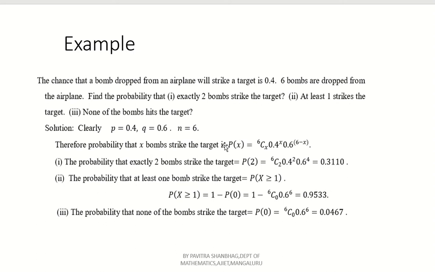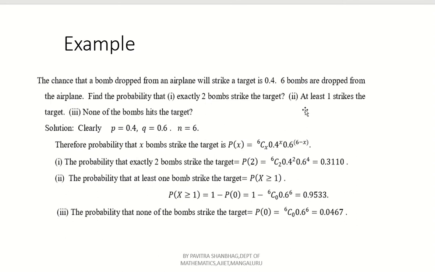Here you have to discuss case by case. First case, what is given? Exactly 2 bombs strike the target. Exactly 2 bombs means x equal to 2. Put p of x equal to 2. That is, x represents what here? Bomb hits the target or bomb strikes the target. So what is p of 2? 6c2 0.4 power 2 into 0.6 power 6 minus 2, that is 4. If you simplify, you will get 0.3110. Check it with the help of a calculator.